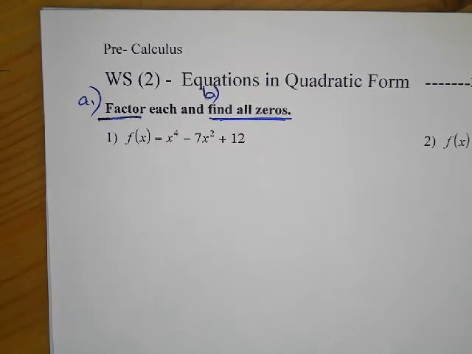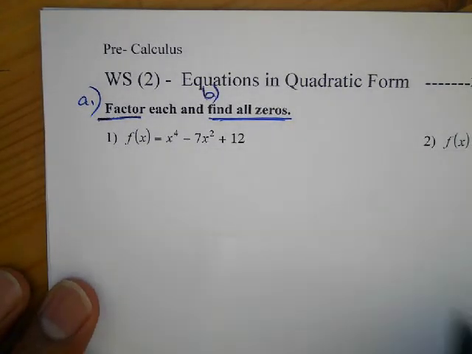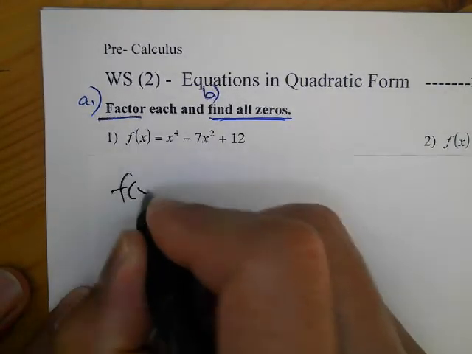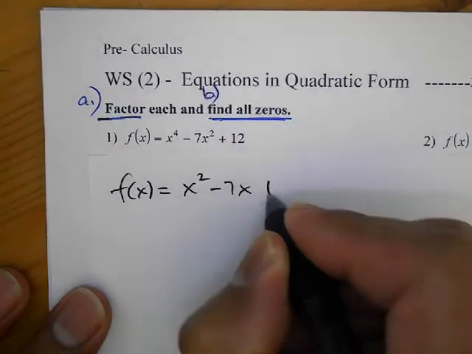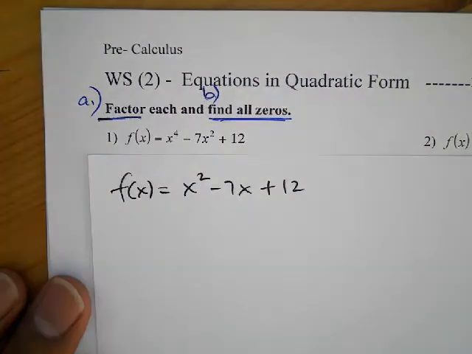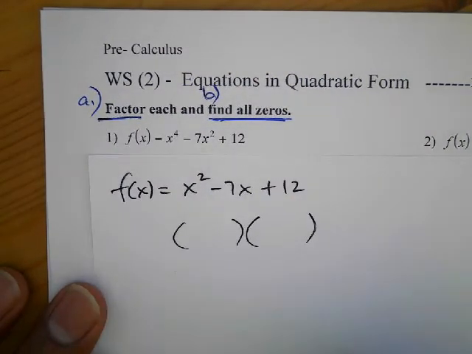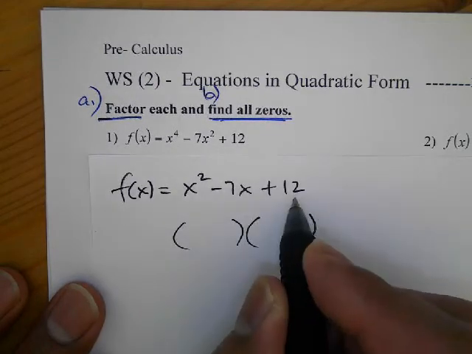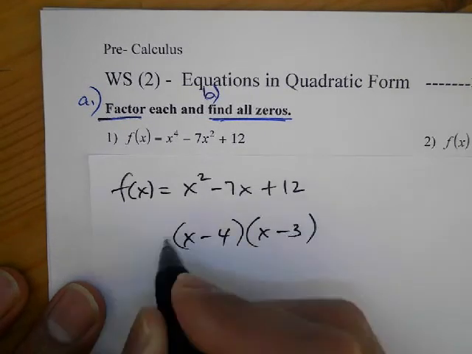So what have I been asking you to do? When you have this problem, you're going to look at it as a quadratic. So if it was just x squared minus 7x plus 12, I'm going to factor it as a quadratic, and that's going to factor out as 4 and 3: x minus 4, x minus 3.